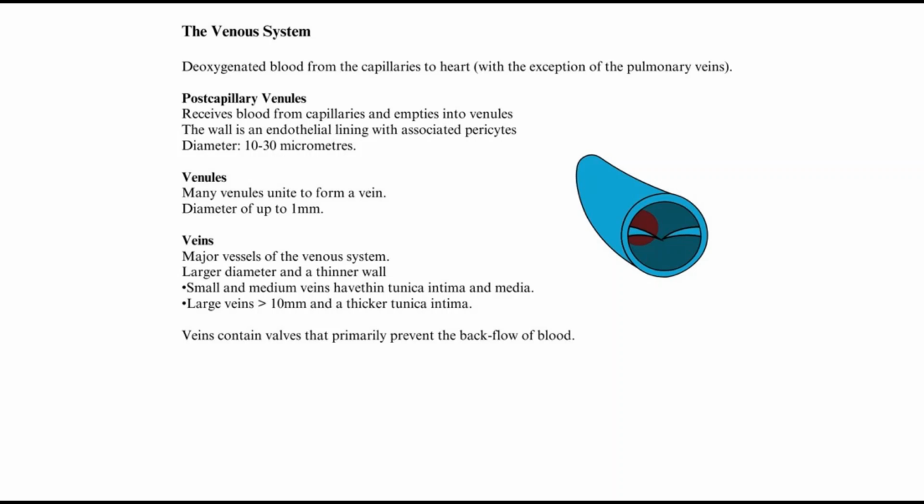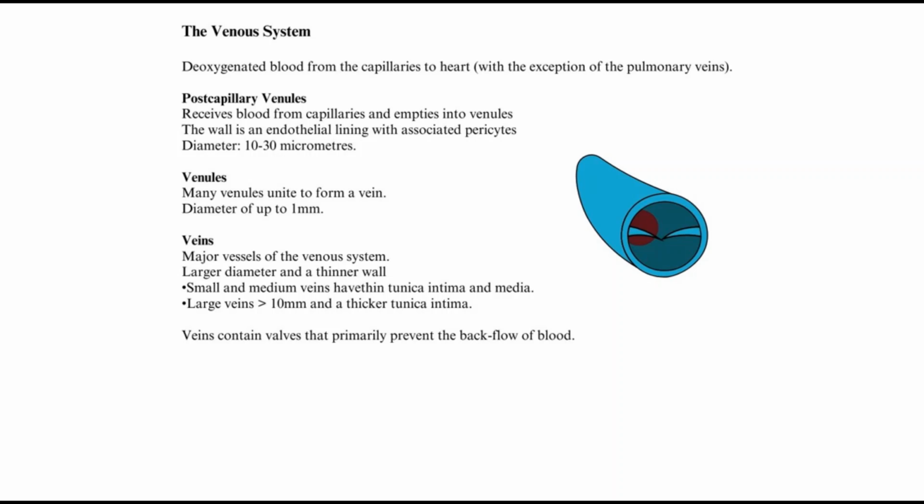So first you have the postcapillary venules. A postcapillary venule receives blood from capillaries and empties into venules. The wall is an endothelial lining with associated pericytes and a diameter of 10 to 30 micrometers. This is very similar to the structure of capillaries, but postcapillary venules are more permeable, making them the preferred site of white blood cell migration.